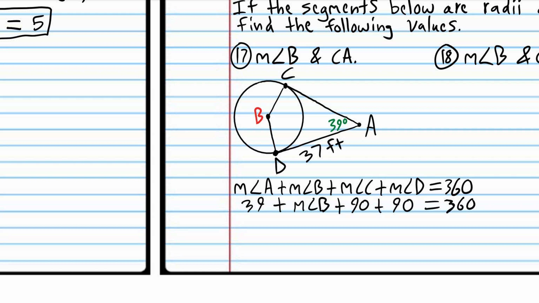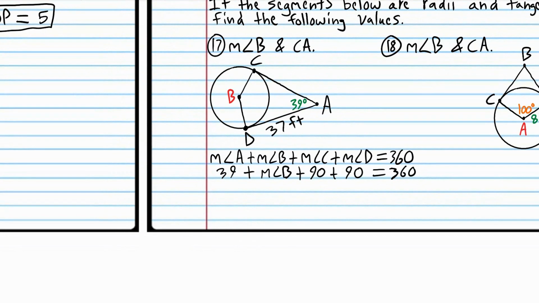And we get 360. So we can just do all the math on this. Add up those 90-degree angles, you get 180. Then add 39 to that, and you get 219. And then subtract that from 360, and you get 141 degrees. So the measure of angle B is 141 degrees. That's one of our answers.